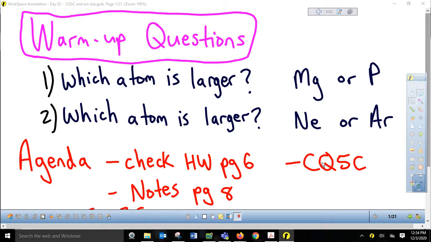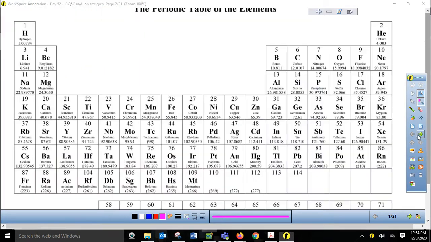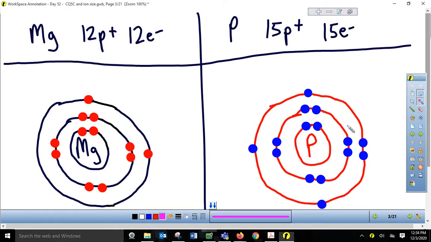So the first question says, which atom is larger, magnesium or phosphorus? And the second question says, which atom is larger, neon or argon? So my clue is use the periodic table. You've got to use the periodic table. The periodic table is your best friend. And once you're looking at the question, circle the elements you're comparing. So we're comparing magnesium to phosphorus. Right now, make a prediction in your head, pause the video, think it through, and then unpause it. Alright, welcome back here. We're going to take a look at the answer.